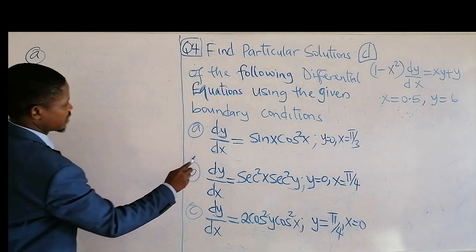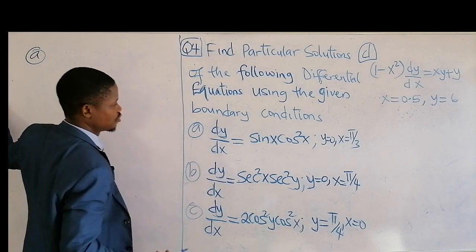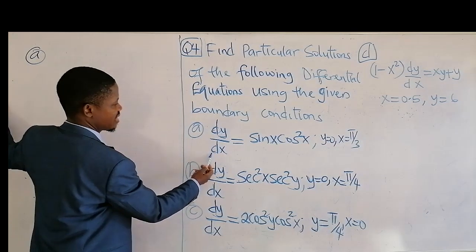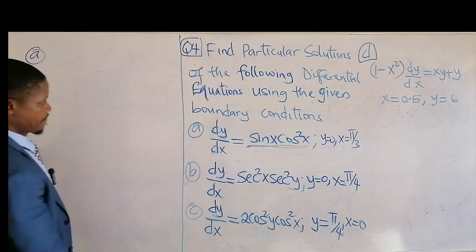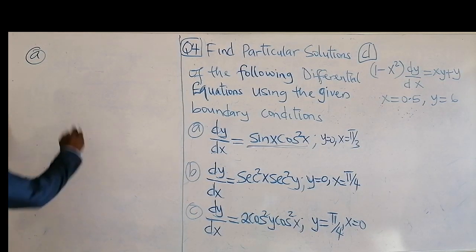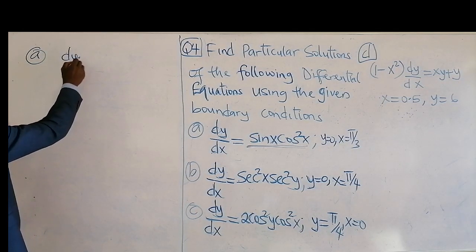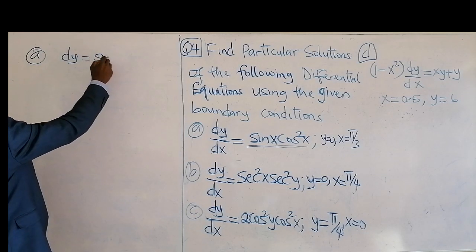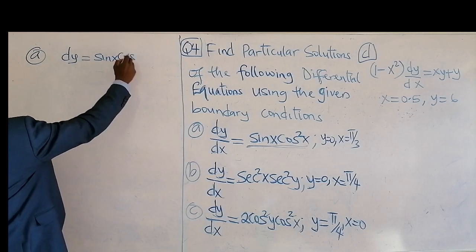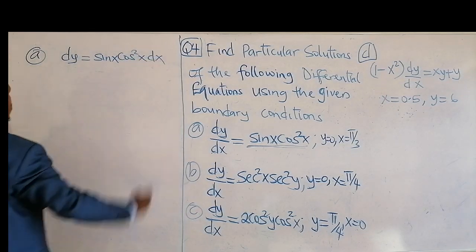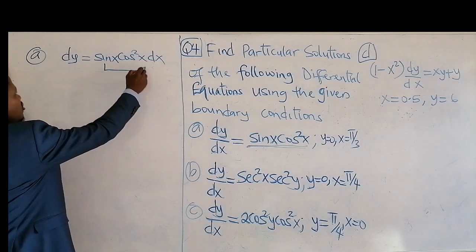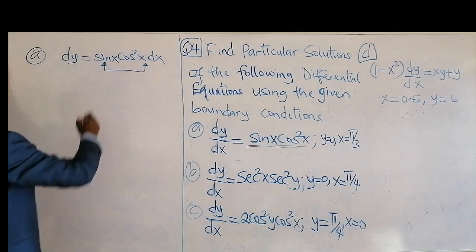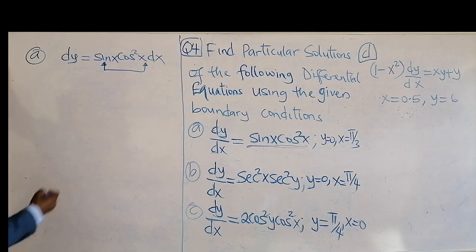For the first one, the first thing we do, we have dy/dx there, and the function here is purely x. So that will be dy equal to sin x cos square x dx. So the variable has been separated now. What we do, we're going to use change of variable, which we call substitution.